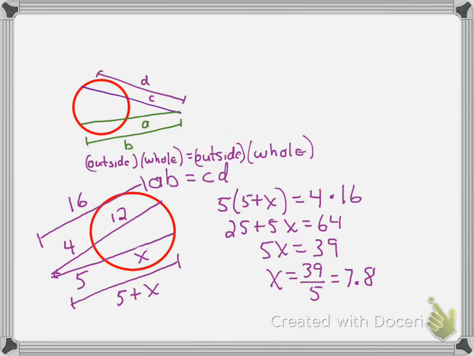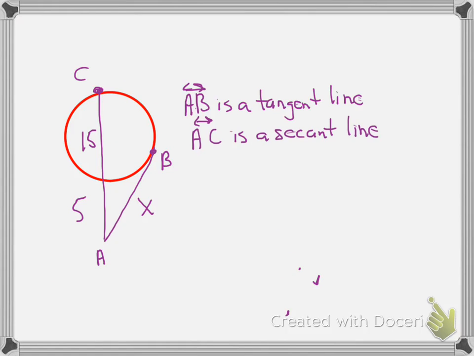Okay, here's another example. In this case, we have a tangent line, which is line AB. Segment AB is called a tangent segment. Tangent lines intersect the circle in only one point. And line AC is called a secant line. Segment AC is a secant segment. Well, with the secant line, it will be just like we did in the previous example. We'll just add the 5 and the 15 to get a whole length of 20.